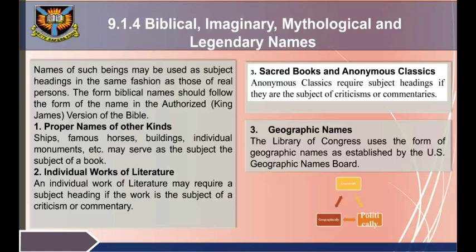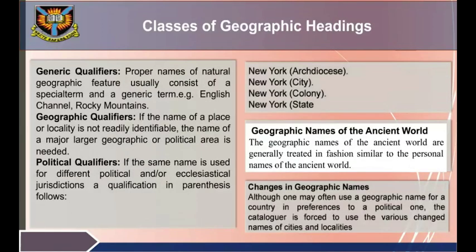The Library of Congress uses the form of geographic names as established by the U.S. Geographic Names Board. Classes of geographic headings. Generic qualifiers. Proper names of natural geographic features usually consist of a special term and a generic term. For example, English Channel, Rocky Mountains.